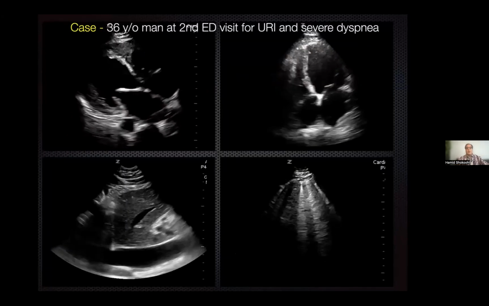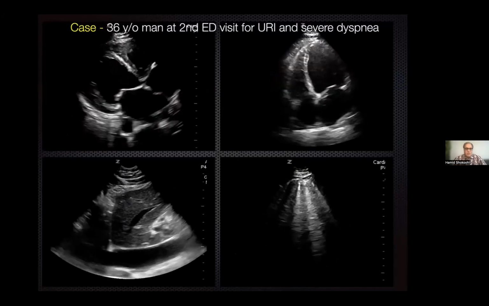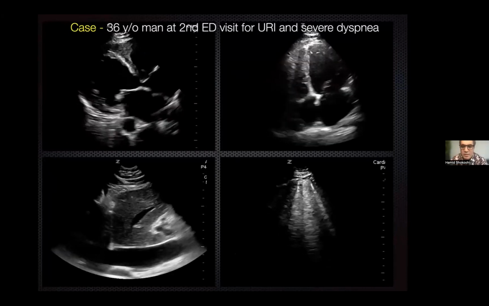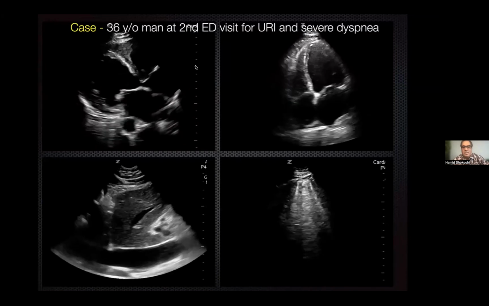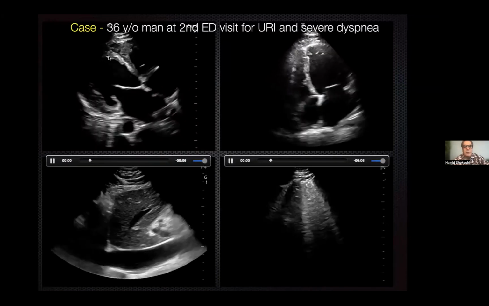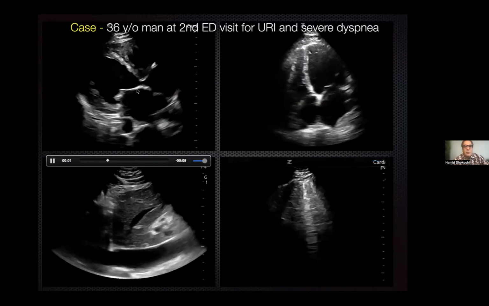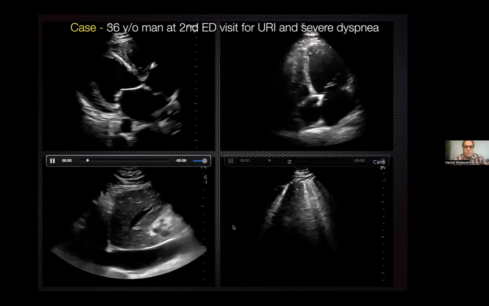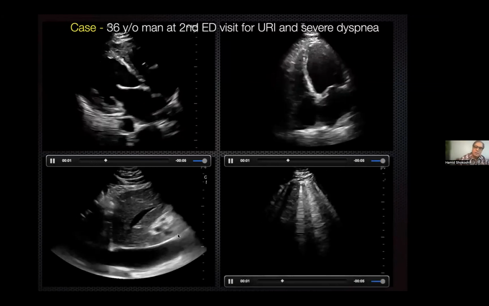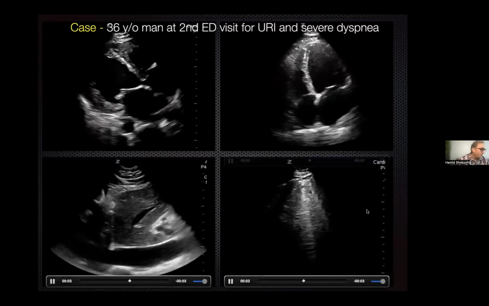This is a case of myocarditis. A 36-year-old came with URI and severe dyspnea, was discharged, and came back again. The second time we scanned the heart, and you see this is the heart. The LV is barely moving. You see it dilated. You see tons of B lines. You see the IVC is dilated, and that's the case.